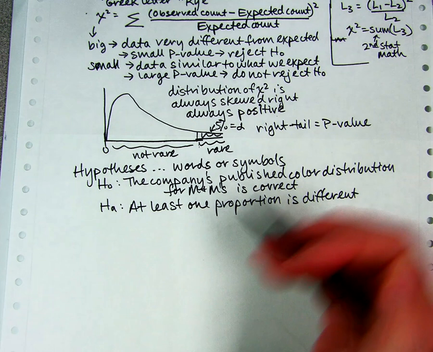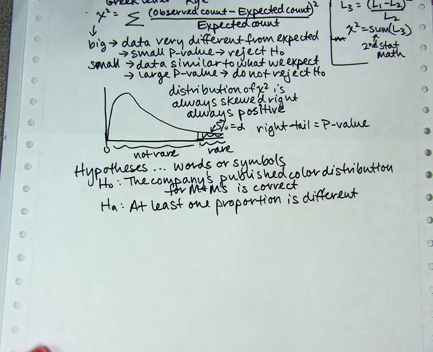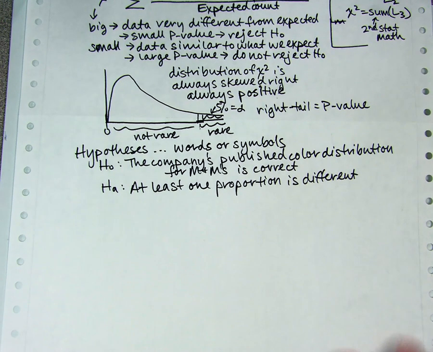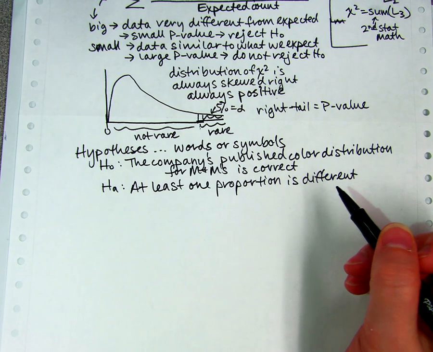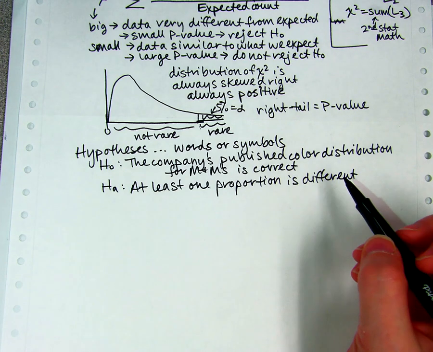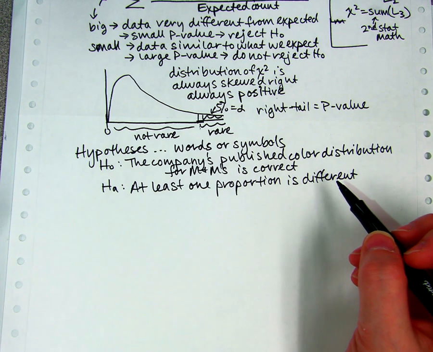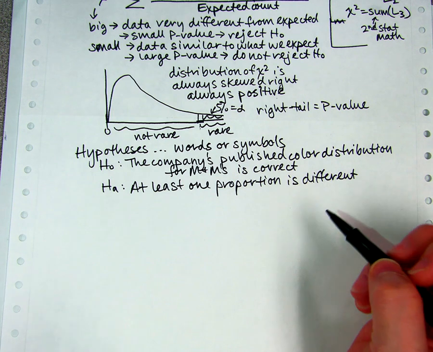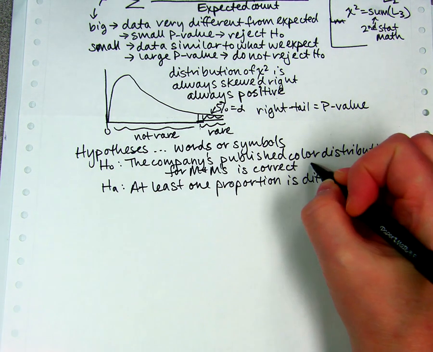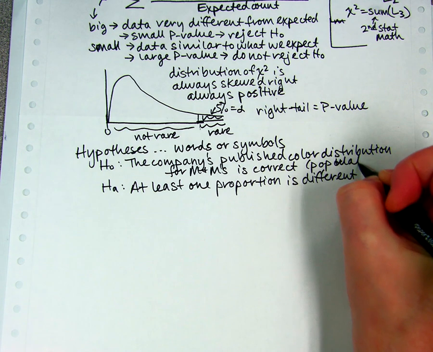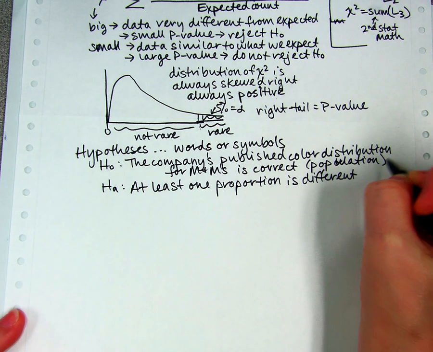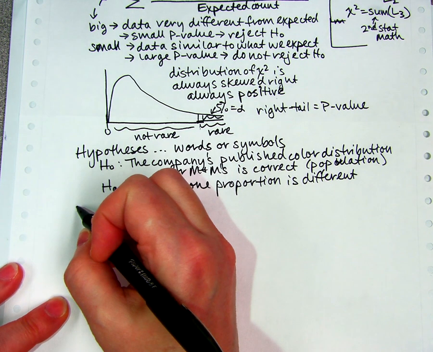So that's how you write them in words, and it's really common in this chapter to write your hypotheses in words, and that is just fine to do that. You do want to make sure you talk about the population, and so we're not talking about the sample having the right proportions. We're talking about the population. This should be the population color distribution, not the sample.